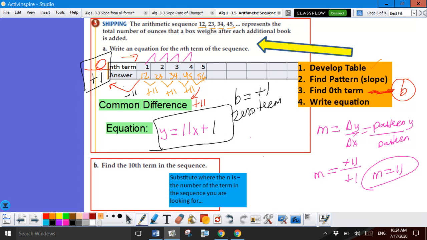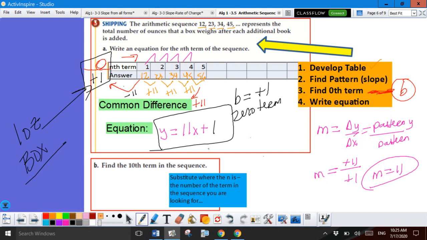So now my question to you is this. What does this mean in context? What is the plus 1? What does it mean? What is it measuring? Remember, we're talking about books going into a box. And the 11 we said was every time we add a book, the box is going to increase by 11 ounces. So each book weighs 11 ounces. So what does the 1 mean? If you're thinking that it's the weight of the box, you are absolutely correct. That is the weight of the box, okay?